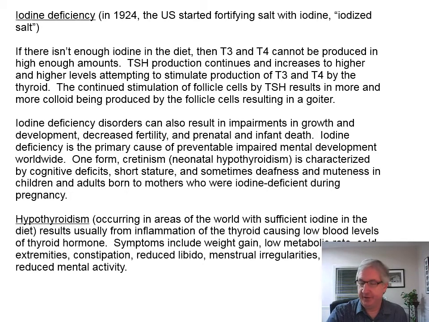Okay, since we're talking about the thyroid gland, we need to talk about a few things. There's 3 things: iodine deficiency, hypothyroidism, and hyperthyroidism. So first we'll talk about iodine deficiency. In 1924, the U.S. decided to start putting iodine in salt. So you fortified salt with iodine. So now you can buy iodized salt. You can buy that at the grocery store. And you have been able to for a long time.